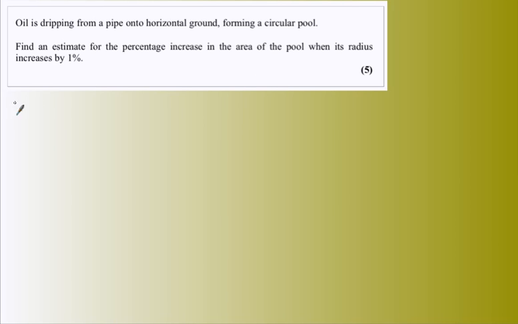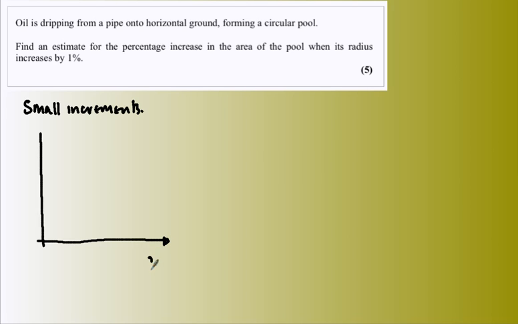Okay, this question concerns calculus, differentiation and connected rates of change, but in particular this question concerns small increments. An increase by 1%, that's a small increment, and this gives us a particular way to solve. What I want you to imagine is a graph. And this is the radius against the area of this oil dripping from a pipe.